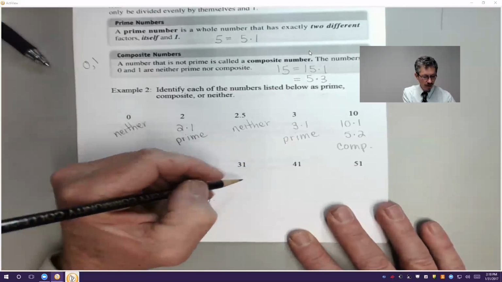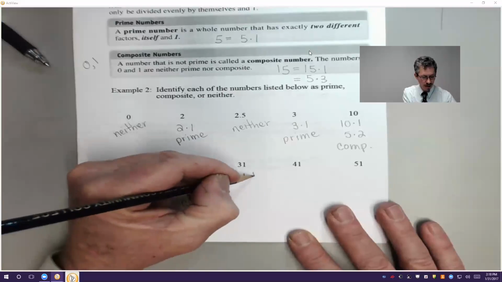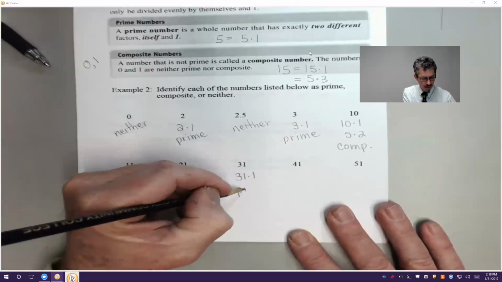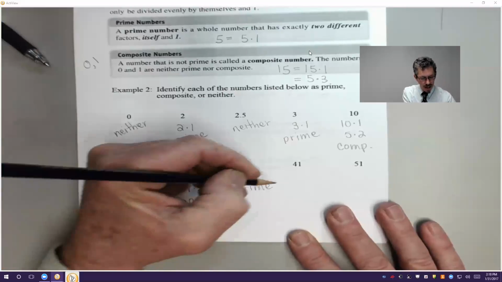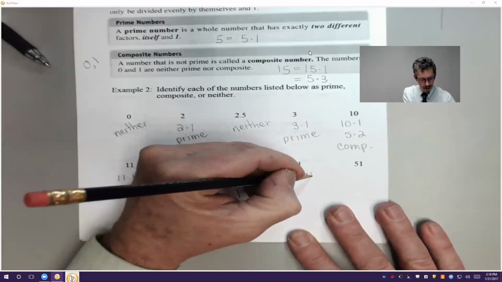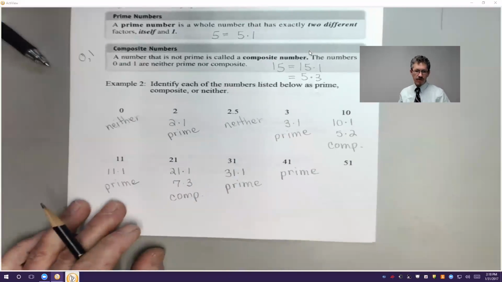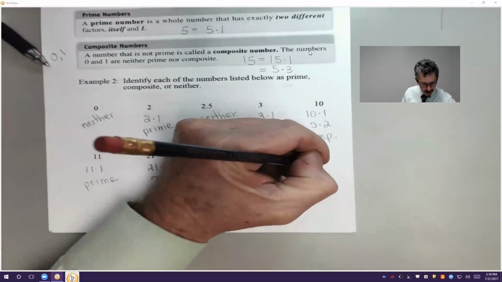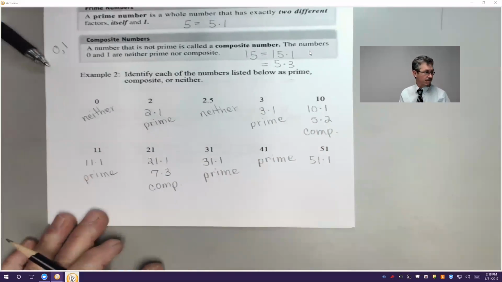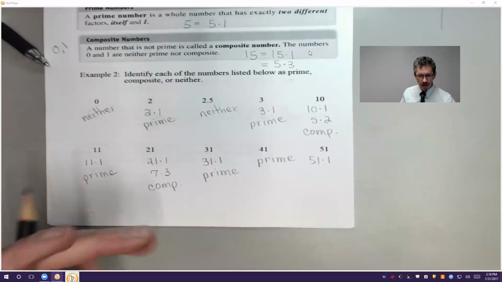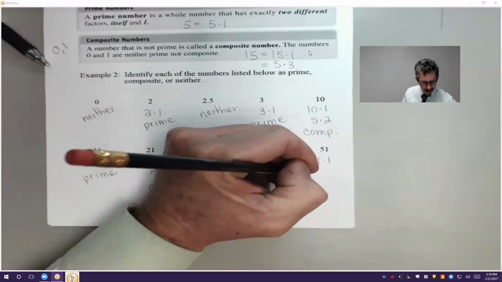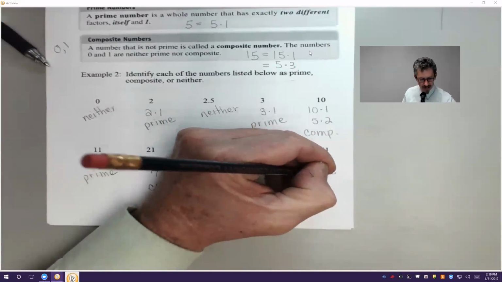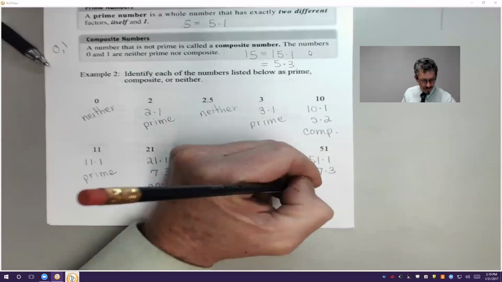31, the only way we can write it as a product is 31 times 1. So it's prime. Same with 41. Now my question for you, 51. Of course, 51 times 1. Think of any other examples? It may not be entirely obvious, but it's also 17 times 3, which makes 51 a composite number.